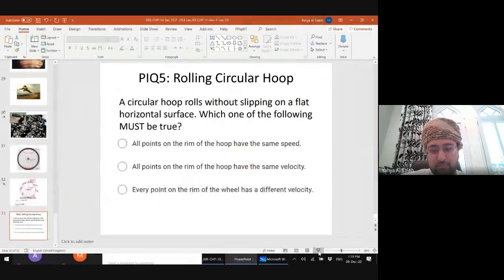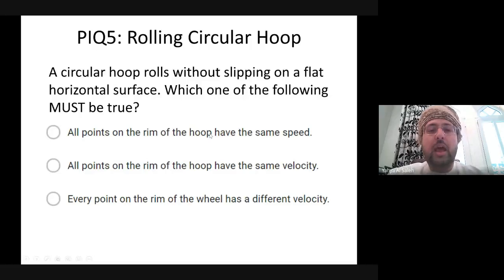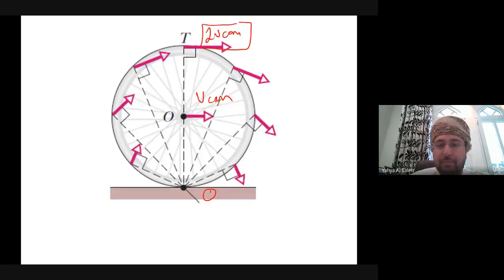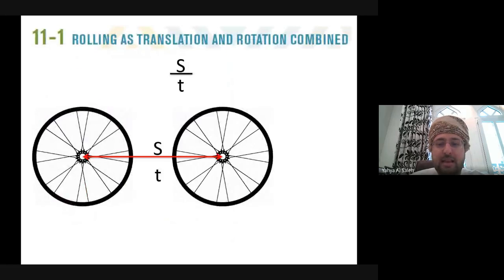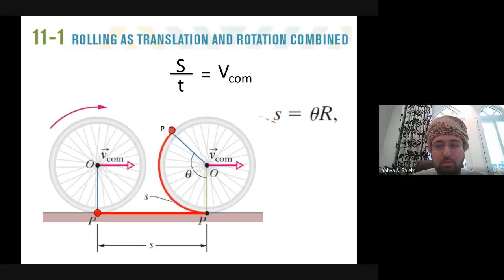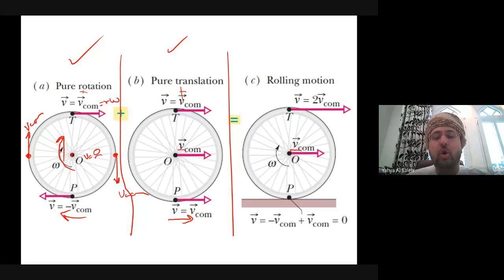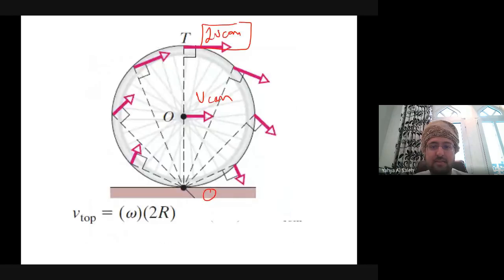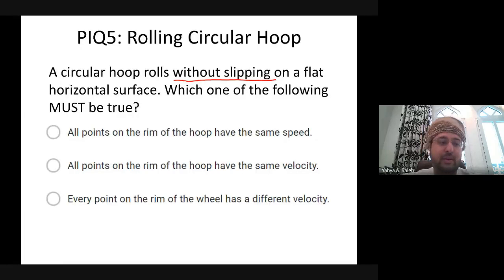Okay, last slide. A circular hoop rolls without slipping on a flat horizontal surface. And you will see this sentence over and over again, without slipping. Why? Because this calculation where we add the two only works if this part at the bottom does not slip. Okay, if it slips, then you have an extra velocity there. So to make things simple, we will keep things without slipping.